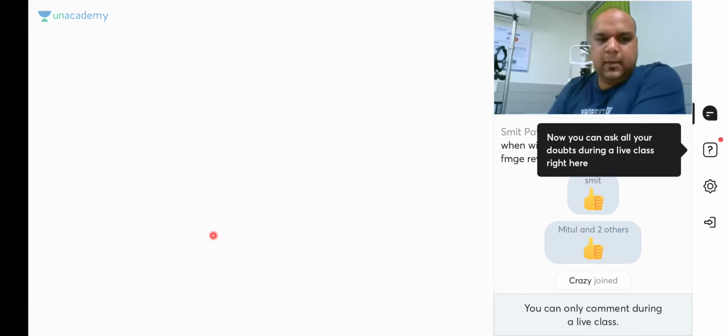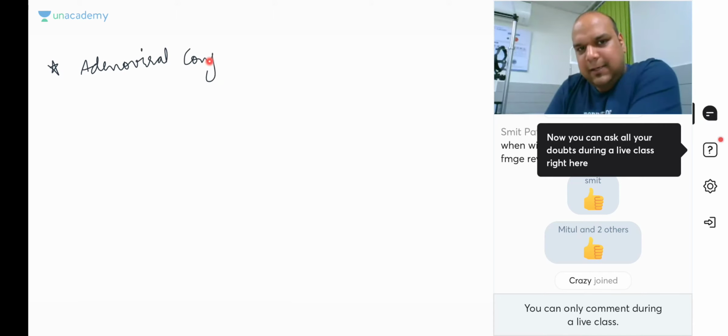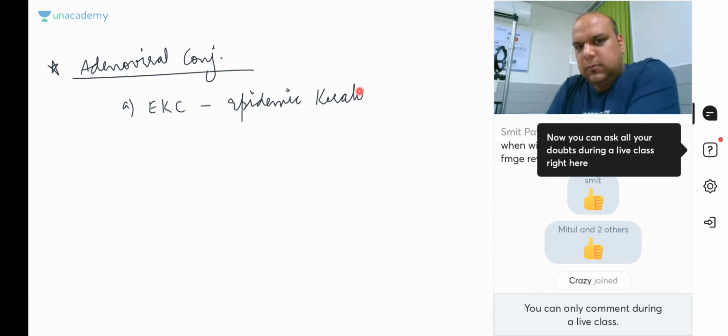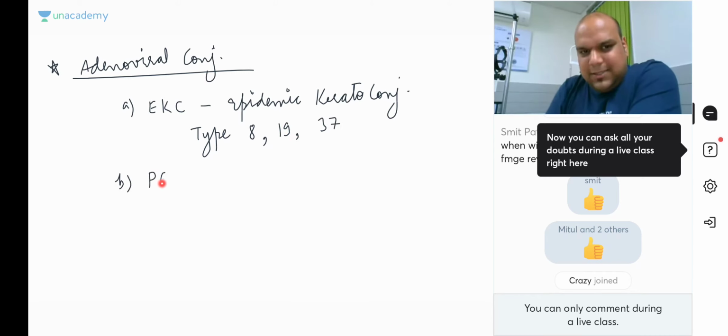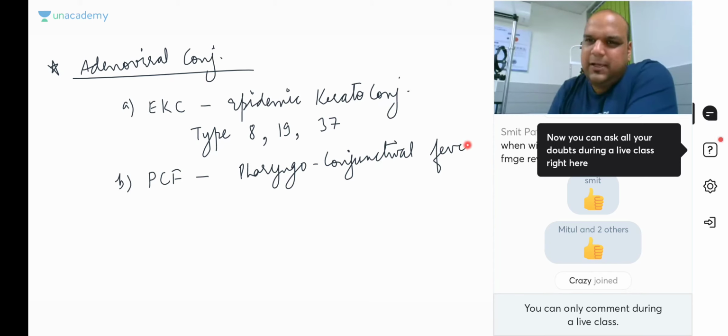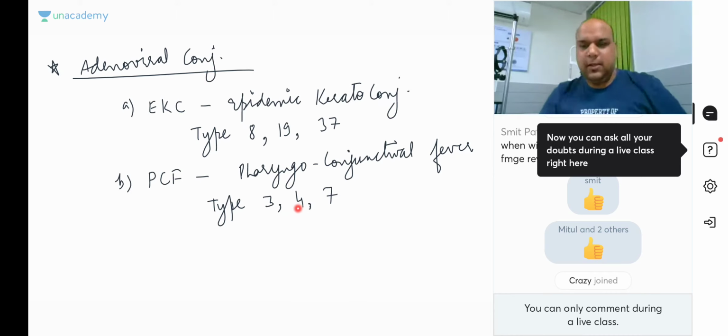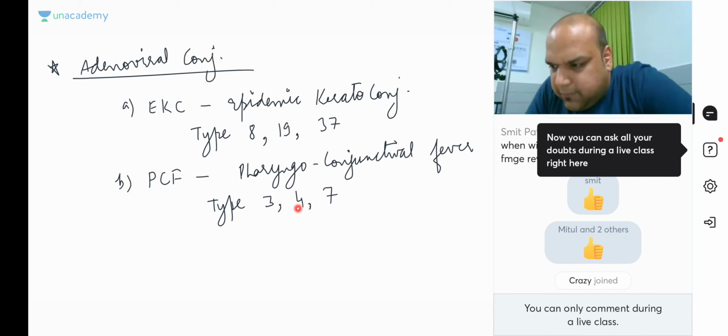Now, apart from this, if I ask you what are the manifestations of adenoviral conjunctivitis, adenovirus can cause two basic things. One is called EKC, epidemic keratoconjunctivitis. This is caused by type 8, 19, 37. Then the second is called pharyngoconjunctival fever, PCF. So basically, you have pharyngitis, you have conjunctivitis, and you have fever. This is caused by types 3, 4, 7. 3 plus 4 is equal to 7. Very simple to remember EKC and PCF. There should be no confusion about this.